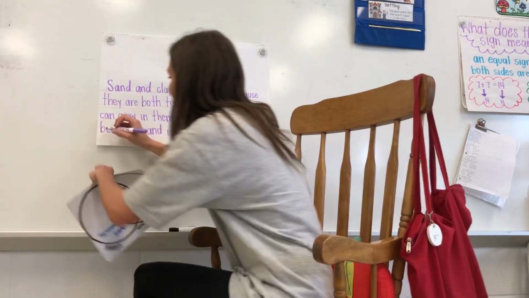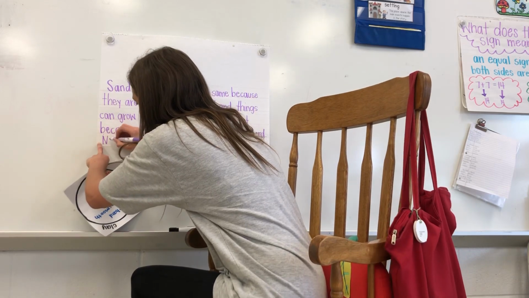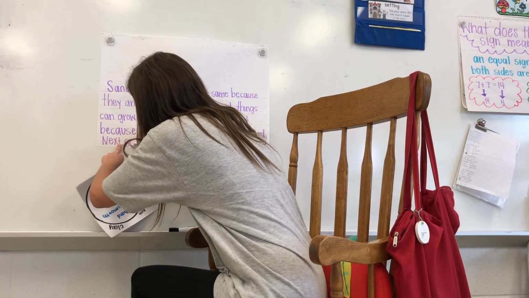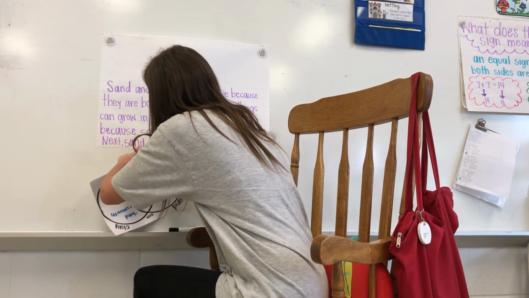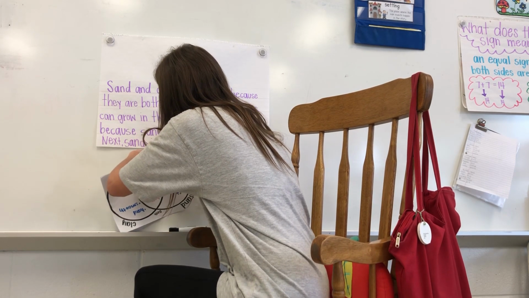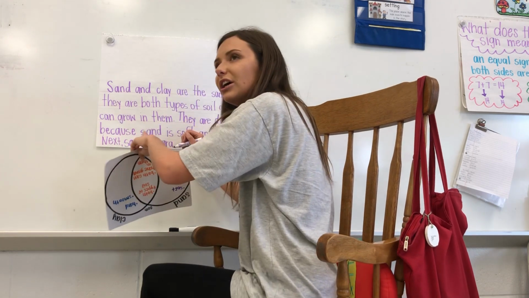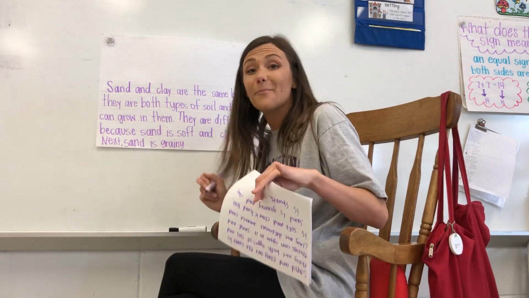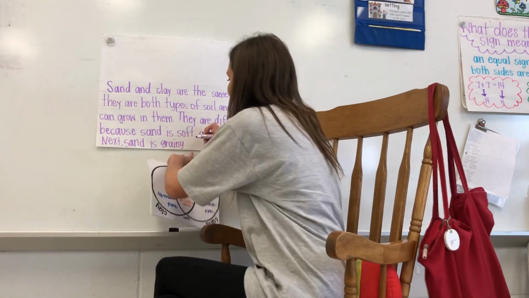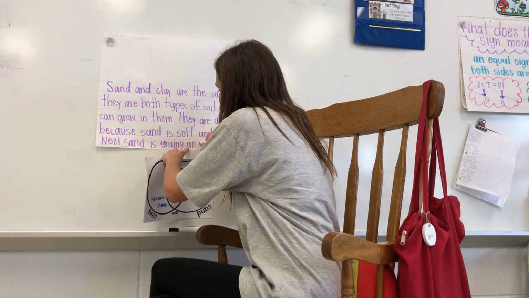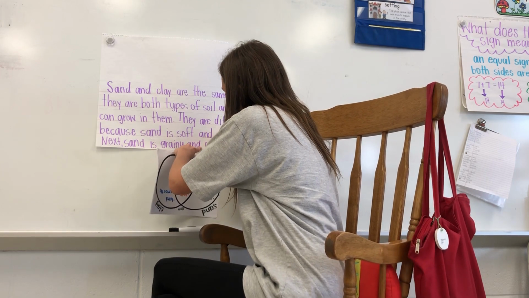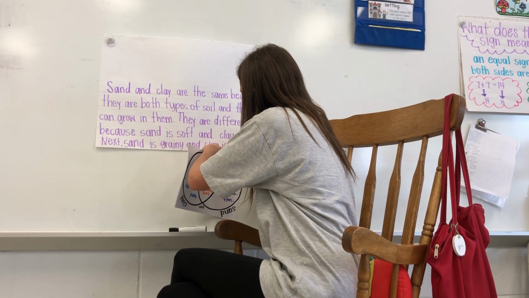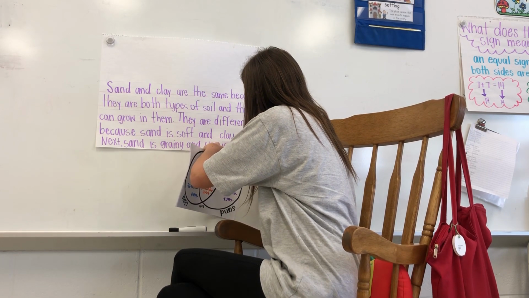So I'm going to put next, my other way they are different. Next, sand is grainy. Grainy. I'll make sure I sound out my words, spelling the best I can. Sand is grainy and clay is smooth.